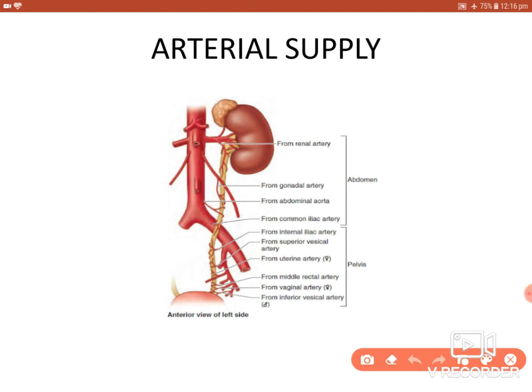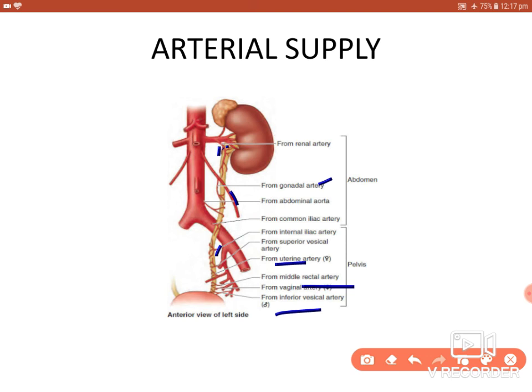Then that's about the course and the relations. Then the arterial supply. So the blood supply of the ureter: the arteries supplying are the ureteric branches of the renal artery, branches from the gonadal artery, then branches from the superior vesical artery. In the case of females, branches from the uterine artery and vaginal artery. Also the branches from the inferior vesical artery provide branches to the ureter.